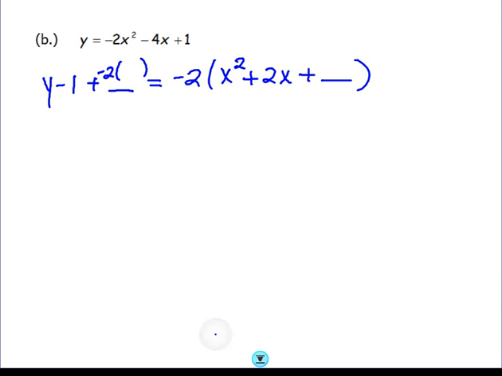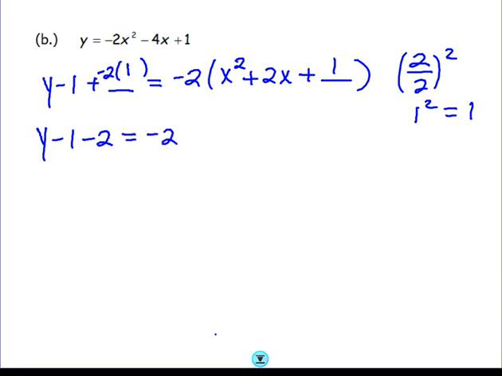All right, so let's see, we've got to find c. So half of b squared, so 1 squared is 1. So I'm going to add 1 and then negative 2 times 1. All right, what do I get? Minus 1 minus 2 equals negative 2. Factor what multiplies to give you 1 but adds to give you 1. So it's 1 and 1. So that's going to factor to x plus 1 squared.